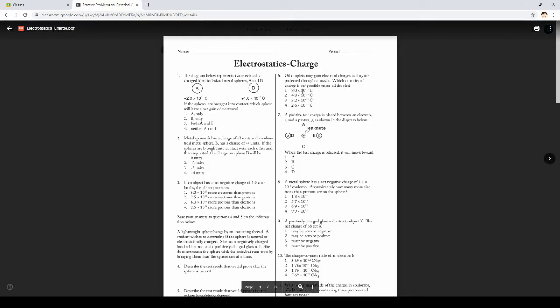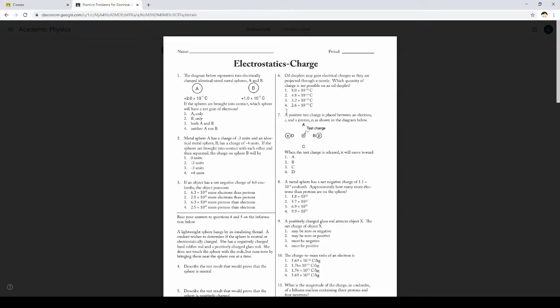So 8 times 10 to the negative 19, 4.8 times 10 to the negative 19, 3.2 times 10 to the negative 19, or 2.6 times 10 to the negative 19. The answer here is 2.6, because that is more than 1 but less than 2 electric charges. You cannot have half an electron, and this would be 1 and a bit of an electron.